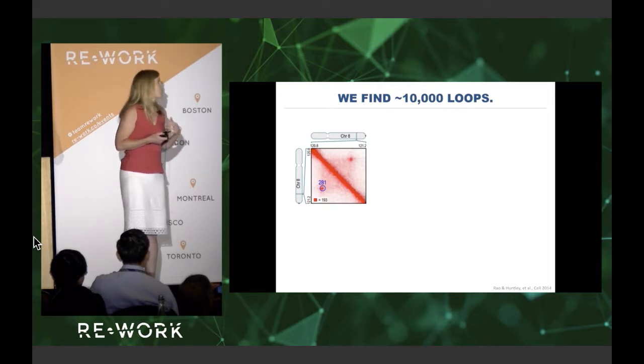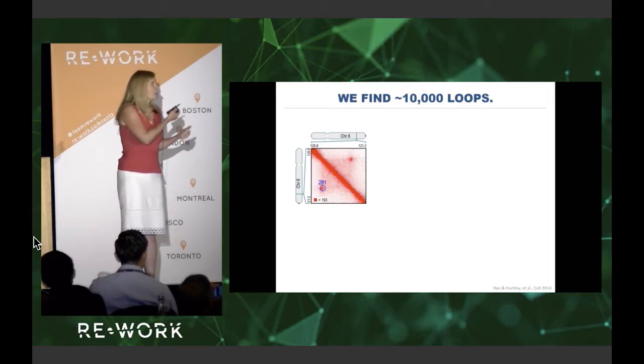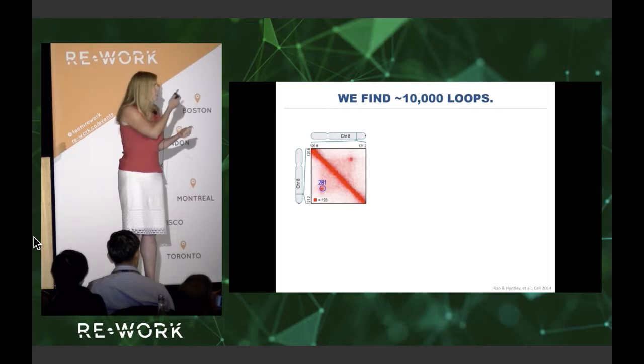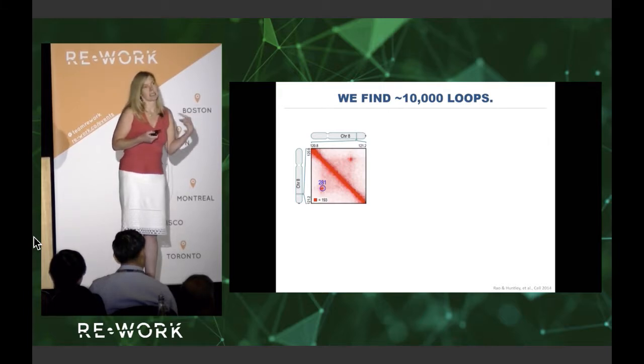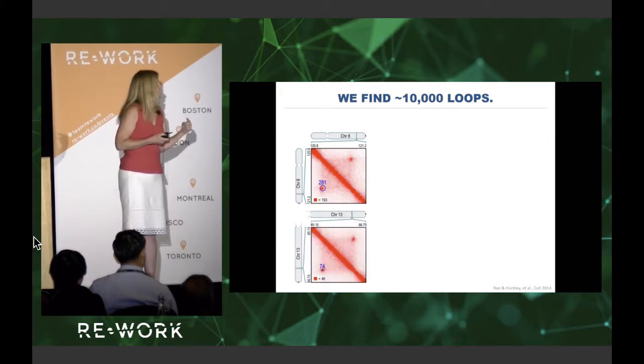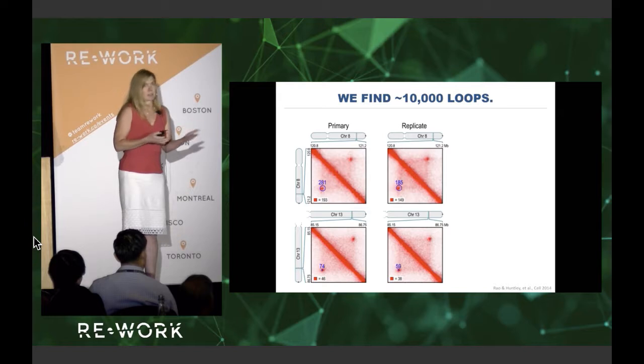And so we were able to find about 10,000 loops. This is what they look like. You might have this strong diagonal, but the diagonal here is 193 contacts. On this loop that's off diagonal, it's 281. So it's quite intense, especially considering that there's a bunch of stuff in between that's not nearly as intense. And it's the same thing down here on chromosome 13. It's a biological experiment, so we have replicates. We can reproduce this data.